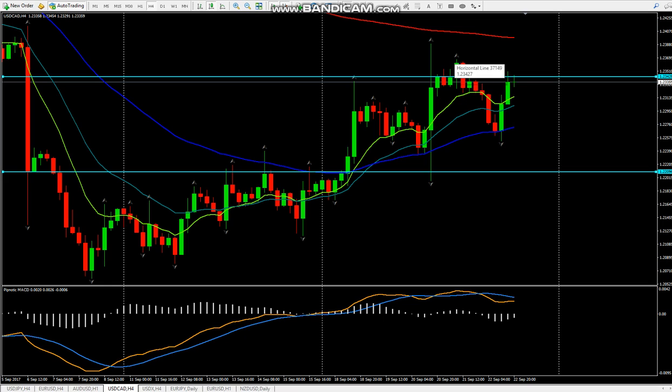Okay, so previously you can see that as well, and that's around this area. And we have a bearish engulfing. So this candle totally engulfed the previous candle, and then you can see it went down.